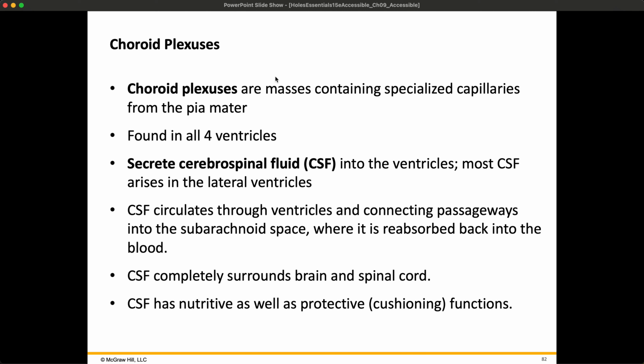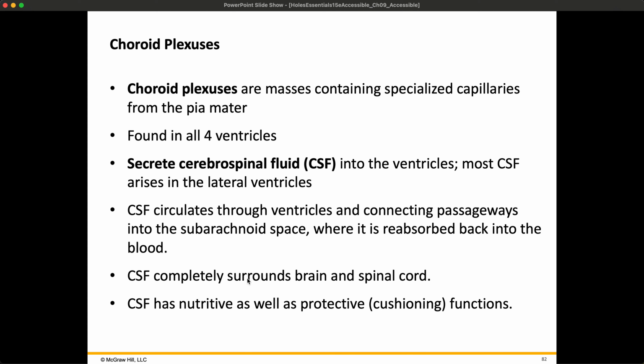A choroid plexus. A plexus is a network, and whenever you see plexus, think network. The choroid plexuses are masses containing specialized capillaries from the pia mater. They secrete the cerebrospinal fluid into the ventricles, and it circulates through into the subarachnoid space and then is reabsorbed back into the blood, so that it doesn't just build up in the brain.